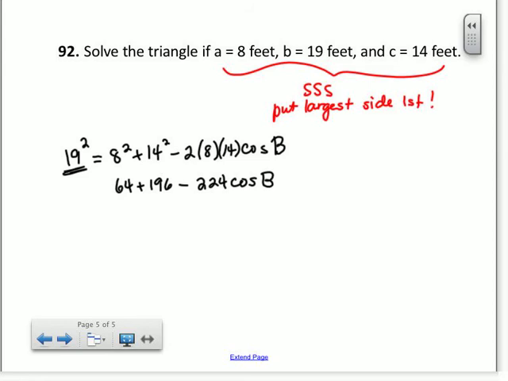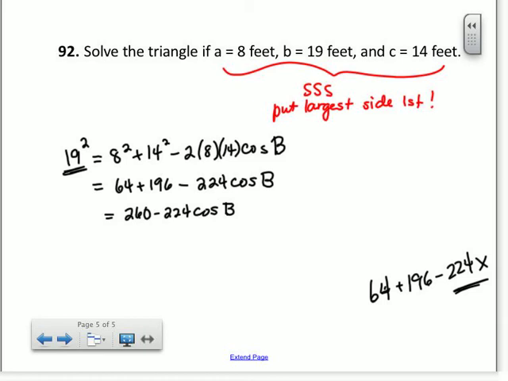Think of the cosine of b as like an x. If I had 64 plus 196 minus 224x, could you combine those numbers? No, the only things you can combine are the 64 and the 196, right? Okay. But since it had an x, you wouldn't be able to combine that with anything else. So we have 64 plus 196 is 260 minus 224 cosine of b equals 19 squared, which is 361.